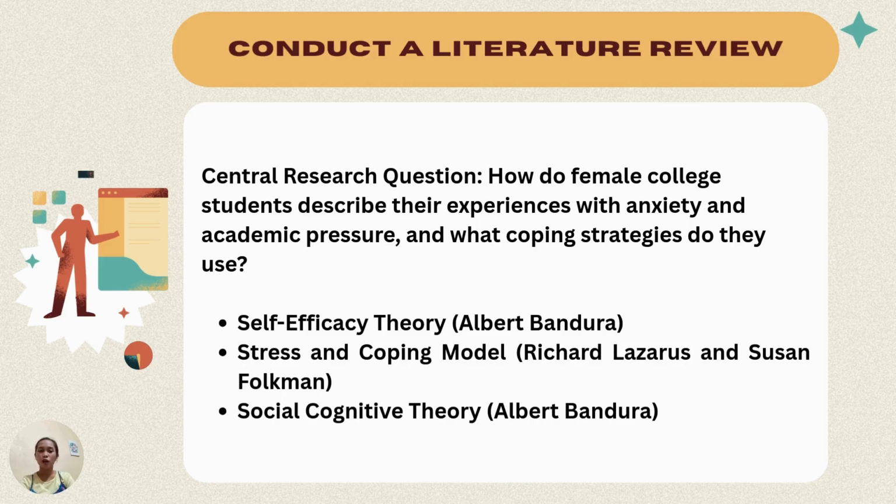So you might come across these theories, concepts, and models. First is self-efficacy theory by Albert Bandura. Next is stress and coping model by Richard Lazarus and Susan Folkman, and social cognitive theory by Albert Bandura. So these are the theories and models that you might come across if this is your research question. Now, you don't need to include all the theories and concepts and models that you found. You just need to include the main ones that fit your research focus.